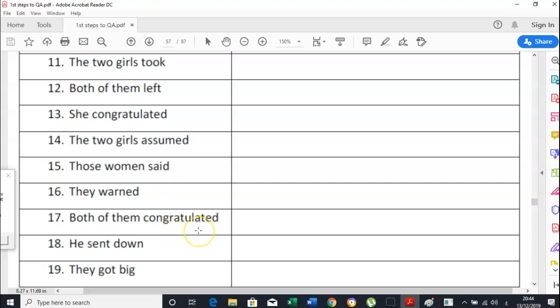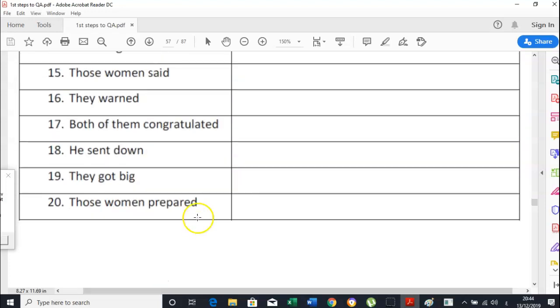Anzaru, very good, they warned. Bashara, both of them congratulated. Bashara, very good. He sent down, anzala. They got big. Kaburu is the word. Keep the dhamma on the back. Kaburu. Huwa kabura, huma kabura, hum kaburu, hiya kabura, huma kaburata.